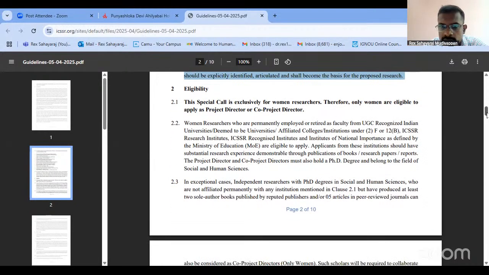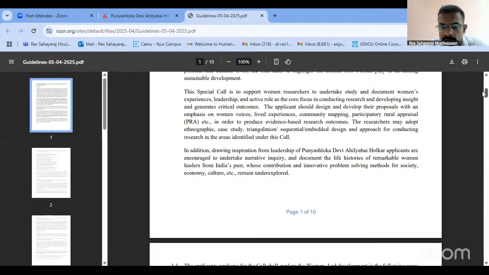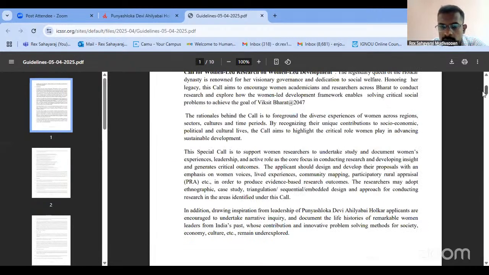All right. You see here, exclusively they have said something. The applicant should design and develop their proposal with an emphasis on women's voices, lived experiences, community mapping, participatory rural appraisal in order to produce evidence-based research outcomes. So the researcher may adopt ethnographic, case study, triangulation, sequential, embedded design approaches for conducting research in the areas identified under this call.